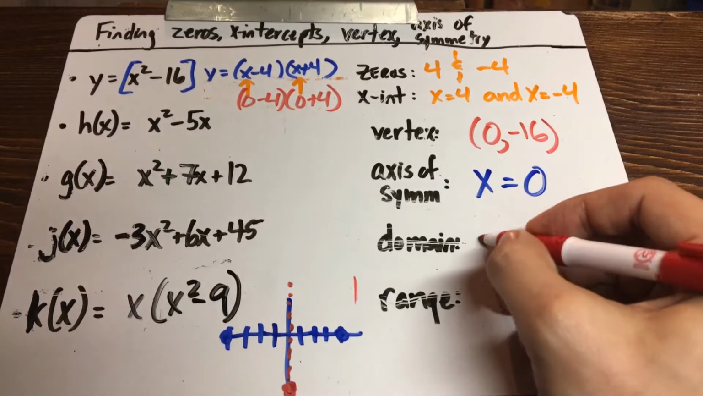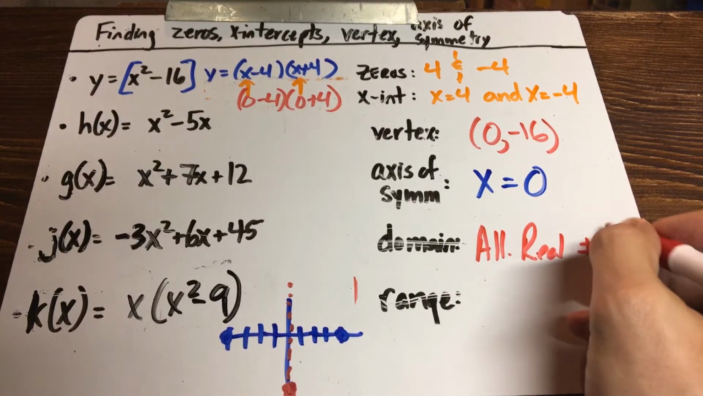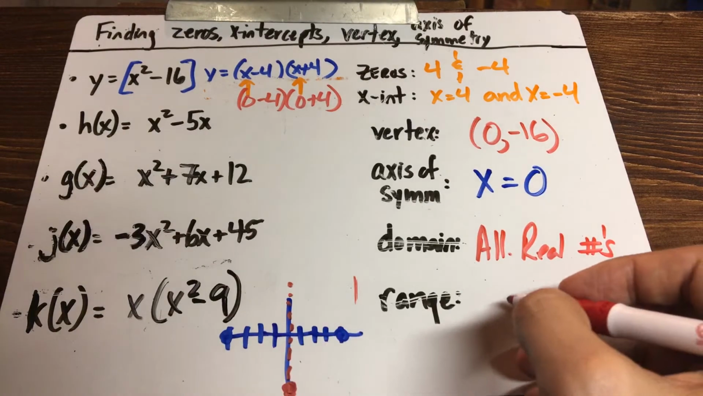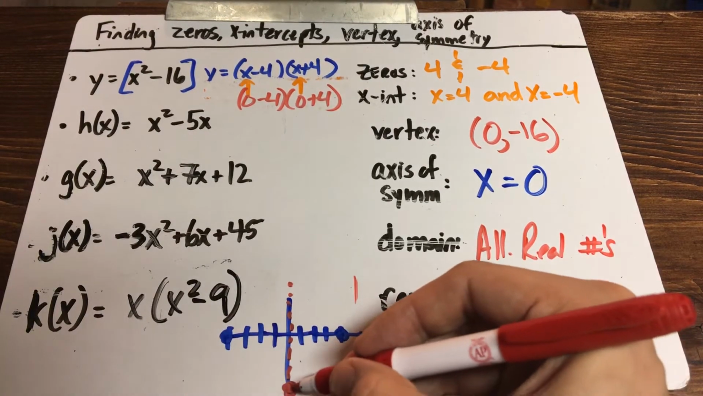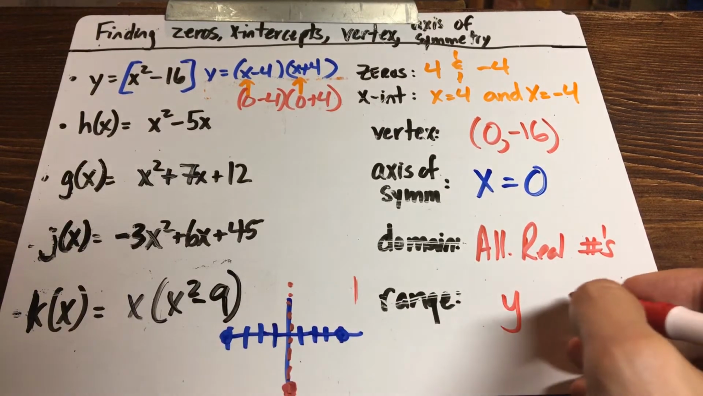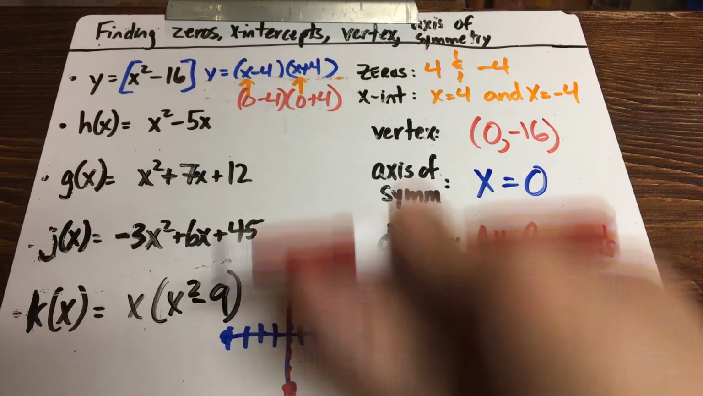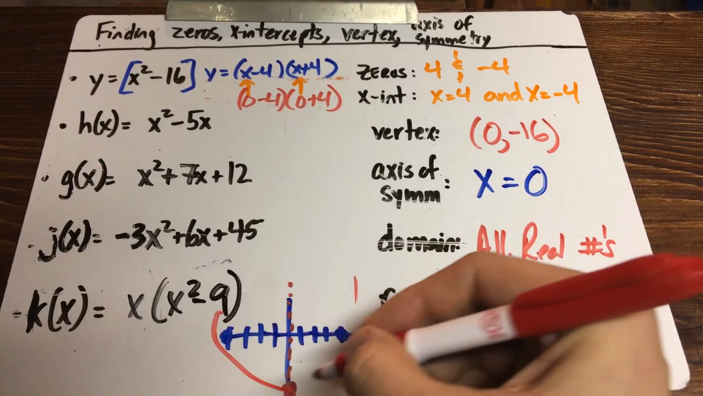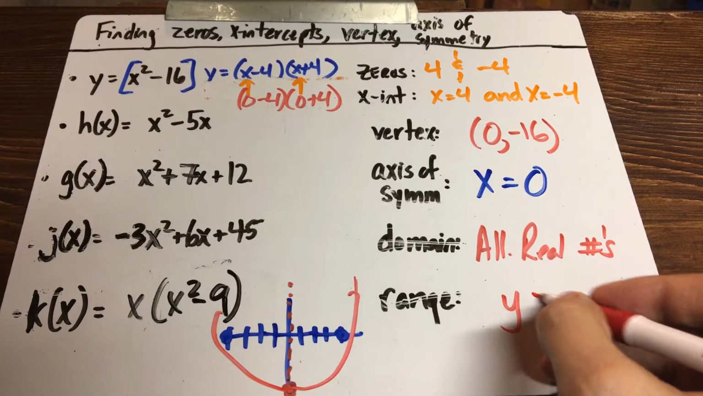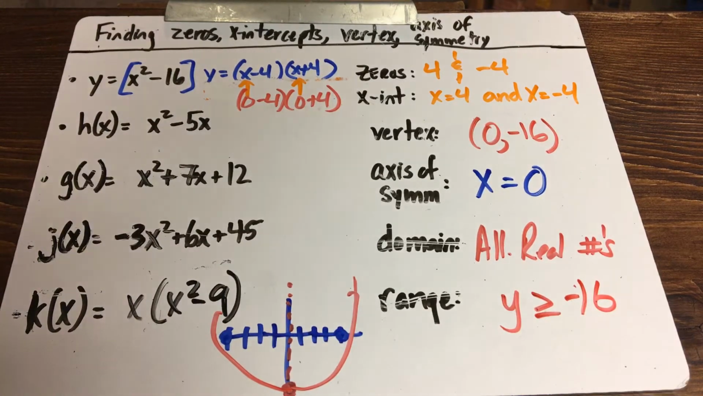So our domain, all of these are going to have a domain of all real numbers because they go forever and ever to the left and forever and ever to the right. The range on this one, remember my point way down here, if I had room, would be at -16. So my range is going to be, where's this graph located? It's located at -16 and above, because this one goes up like that. So it's going to be greater than or equal to -16 on the y-axis. Okay, that was the first one.